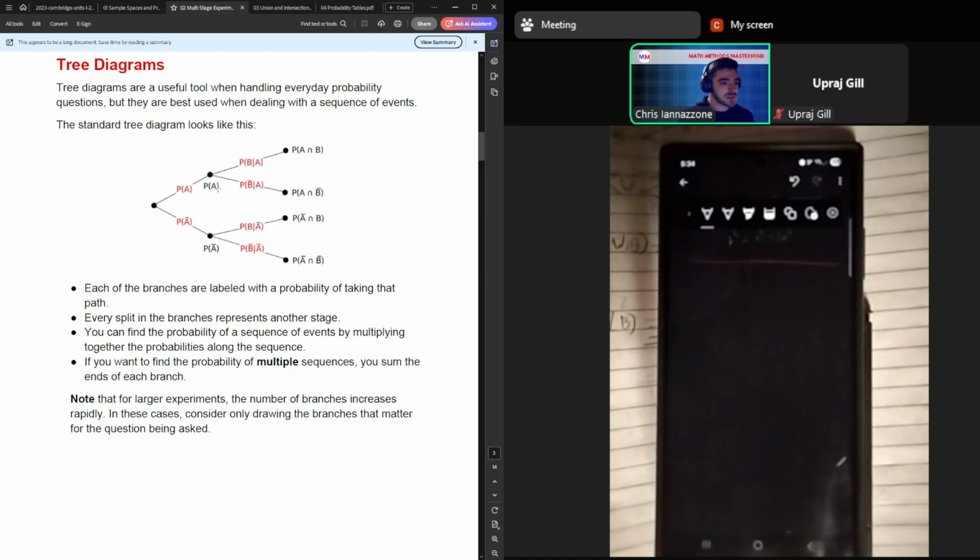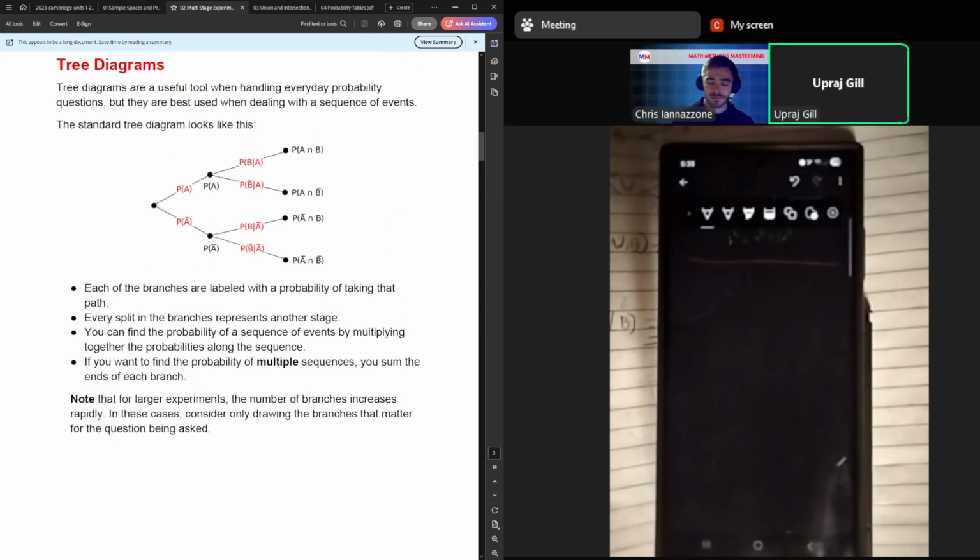So to get to this stage here, you had to have hit the event A. That's why this probability is labeled B given A. It's the probability that this event B has happened, given that this event A has happened. That's just a bit of a nuance there.